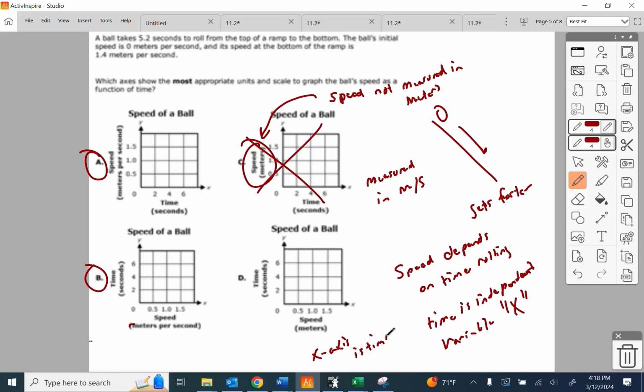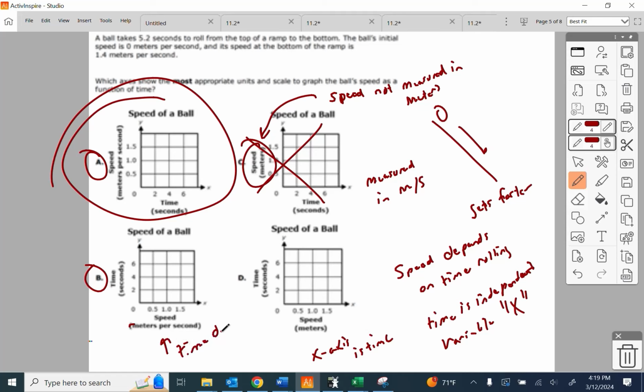There are so many kids that miss questions like this because they don't understand which axis is the independent axis and which axis is the dependent axis. The correct answer is A all day long. They've got this one backwards. They're saying that time depends, that's what they're saying. They're saying time depends on speed, which is not true.